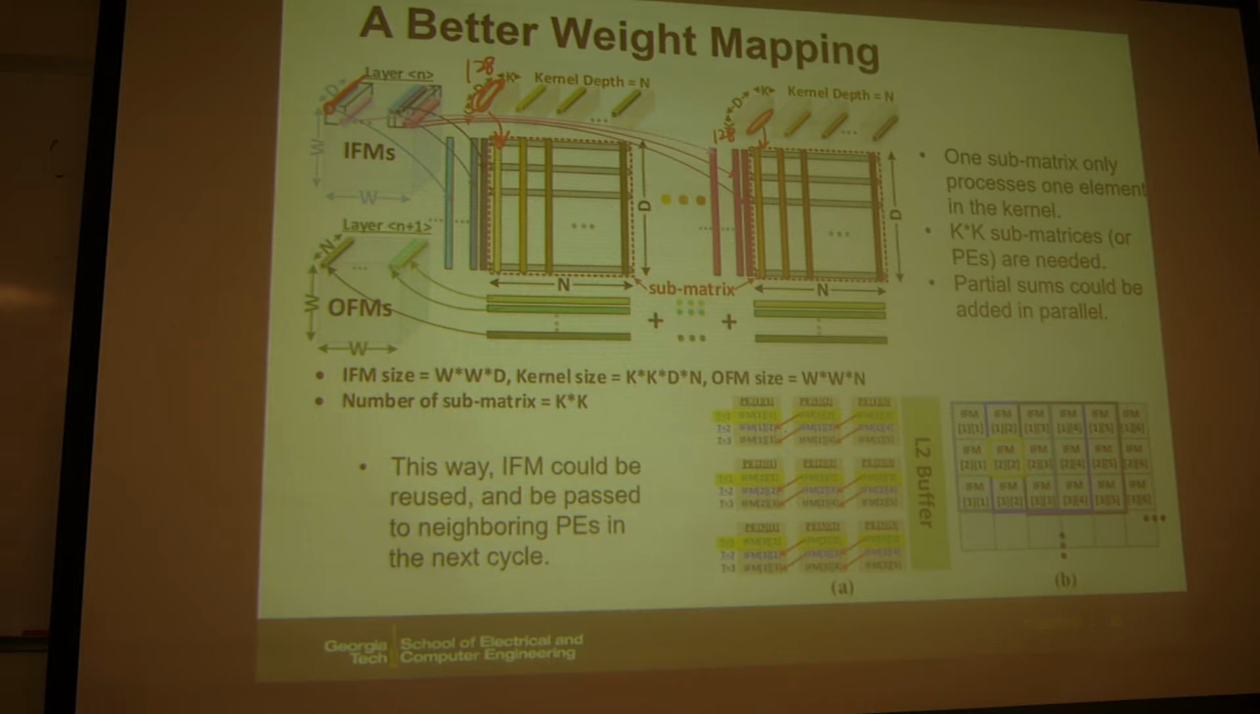If you do this, then you can better reuse your input feature map, and then you can save the intermediate data transfer. So I'm not going to go into the details, but I just want to say that there are many strategies you can explore to better utilize your memory to store these weights in the kernels.